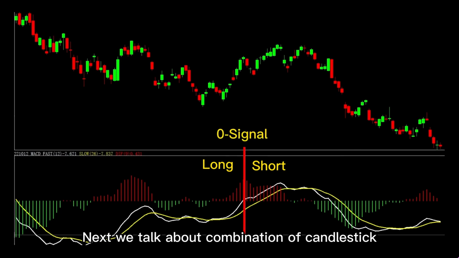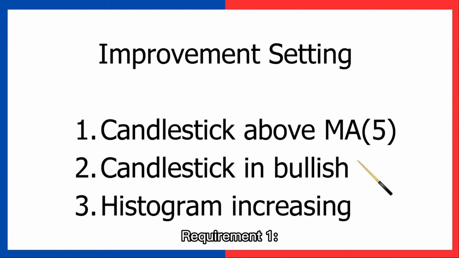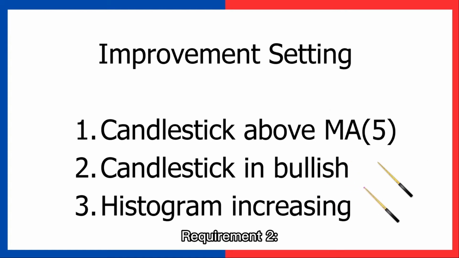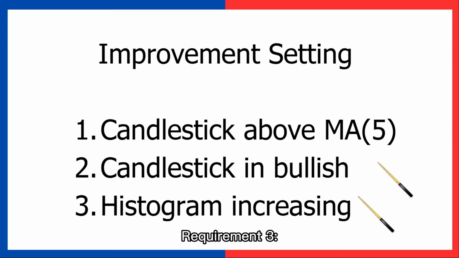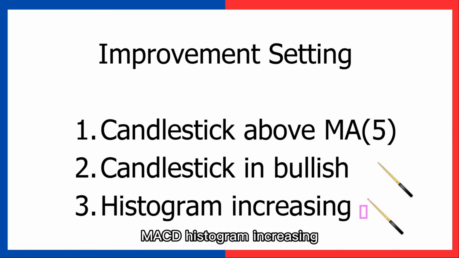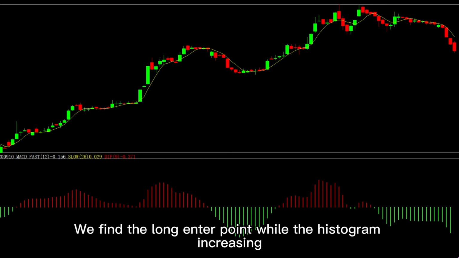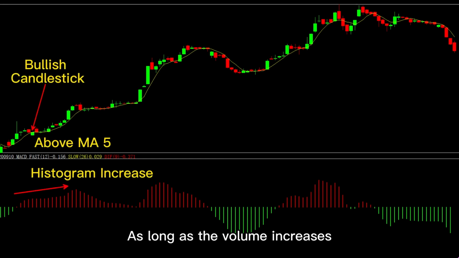Next, we talk about the combination of candlestick, moving average MA and MACD. Requirement 1: the candlestick must be above MA5. Requirement 2: the candlestick must be bullish. Requirement 3: the MACD histogram is increasing. Then how to operate? We find the long entry point while the histogram is increasing. As long as the histogram keeps increasing, we will continue to hold the position.